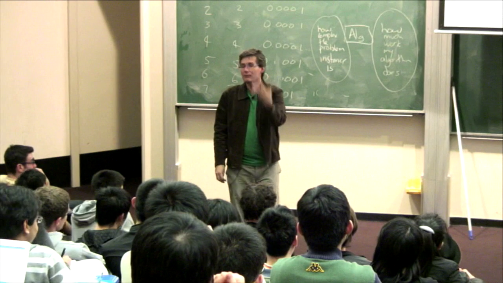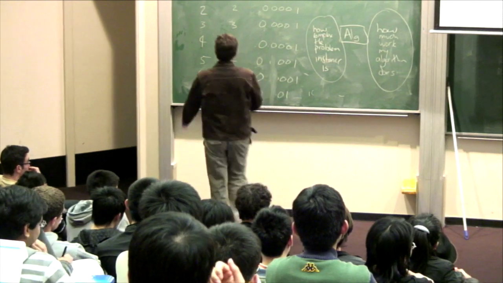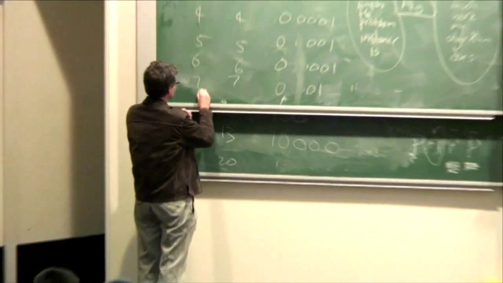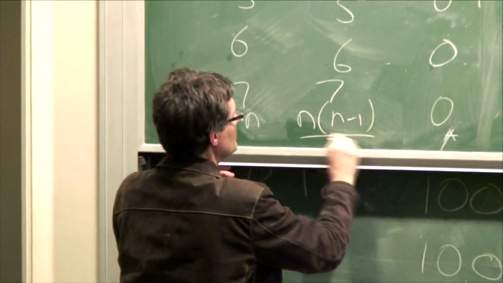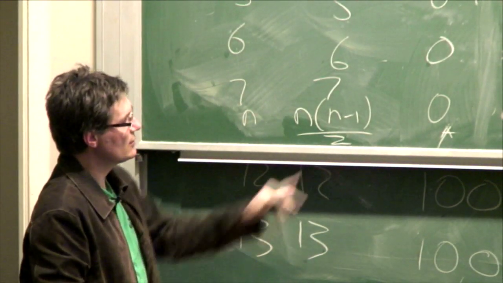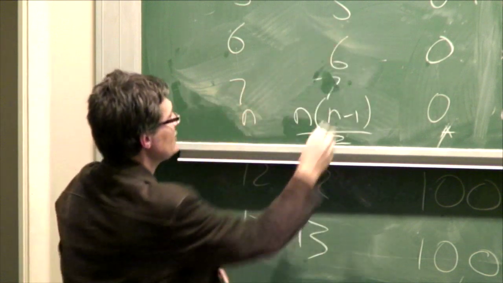And you'll end up doing roughly how much? If I've got n books, how many swaps will he have to do? N times n minus 1 over 2. What if I've got 1,000 books? What's the value of this?